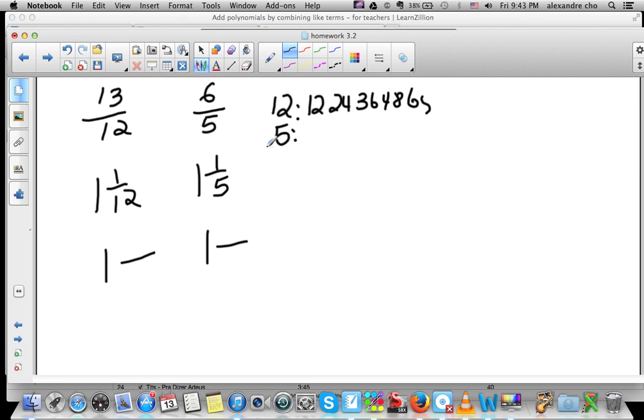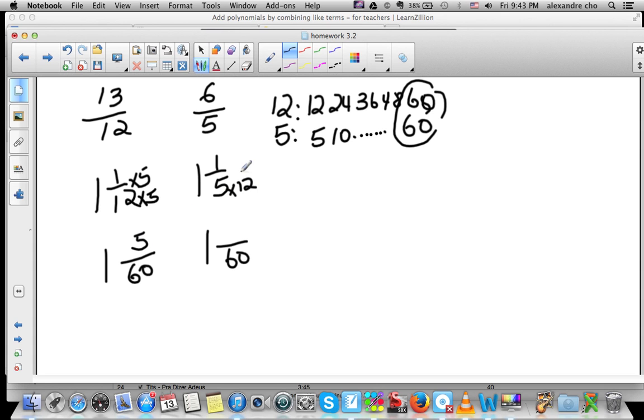And obviously 5, 10, 15 and so on, 60 is going to be the first number that they both match. So I can change these two fractions to a new denominator of 60. 12 times 5 is 60, so I multiply the top by 5, so I get 5 over 60. 5 times 12 is 60, so I multiply the top by 12. So now it's much easier to compare, and you can easily tell that this fraction right here is the bigger one. So 1 and 5/60 is less than 1 and 12/60.